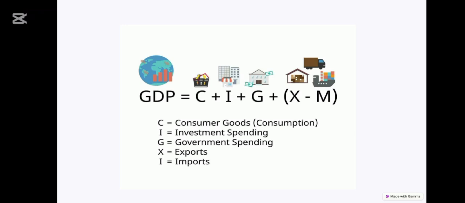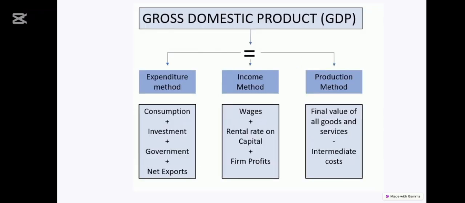Government spending. This is money spent by the government on public services and infrastructure like building hospitals or repairing roads. Exports. These are goods and services sold to other countries like exporting sugar and cars. Imports. These are goods and services bought from other countries like importing oil or computers.